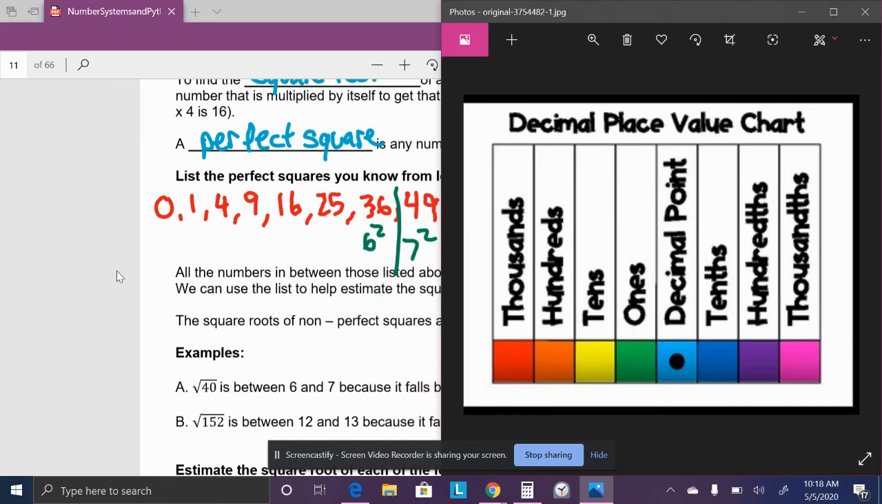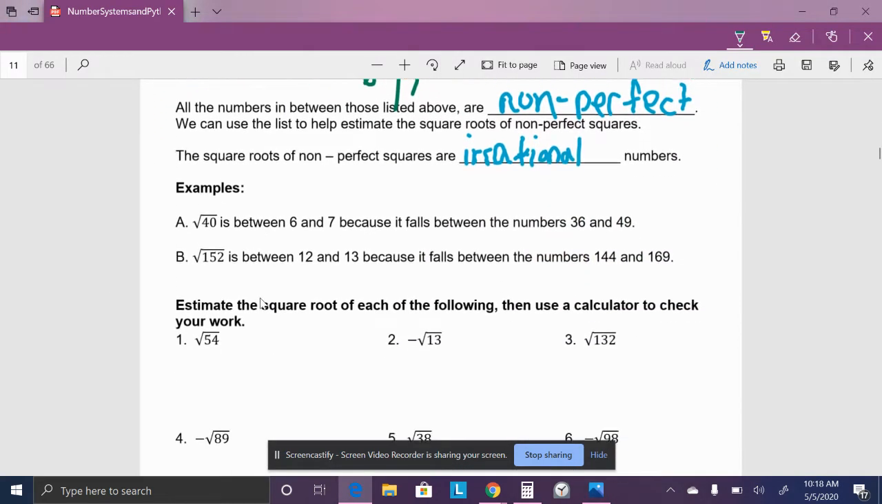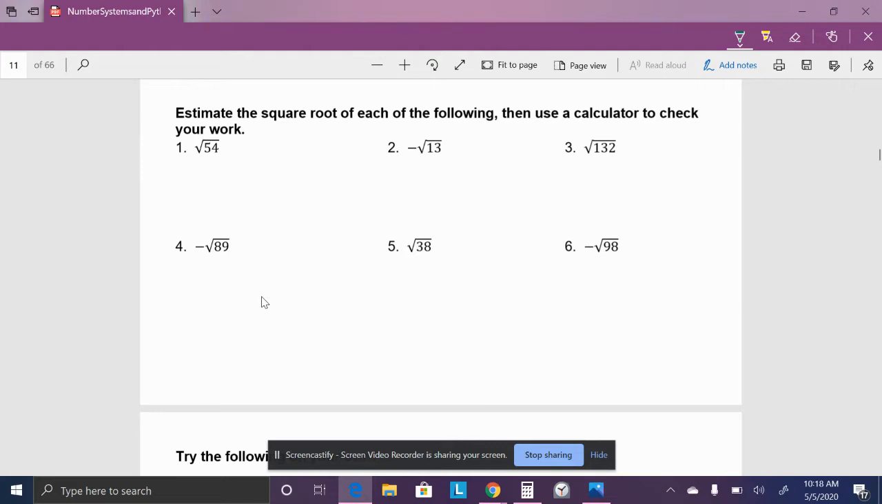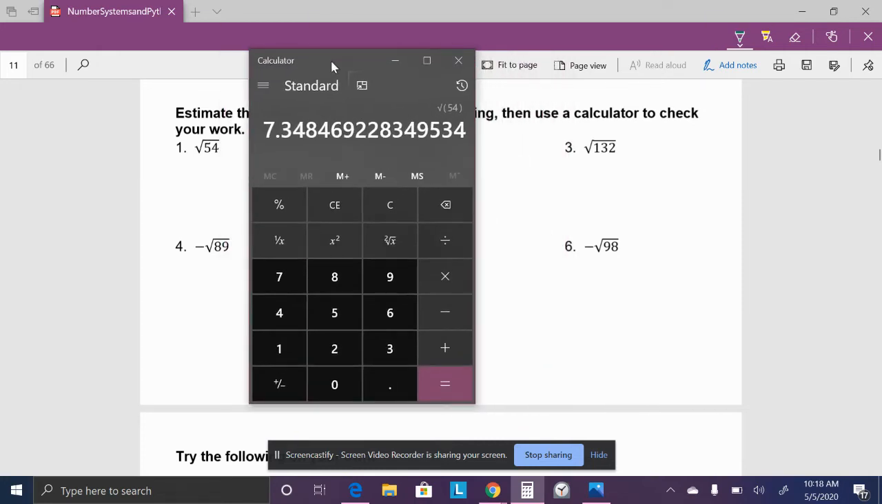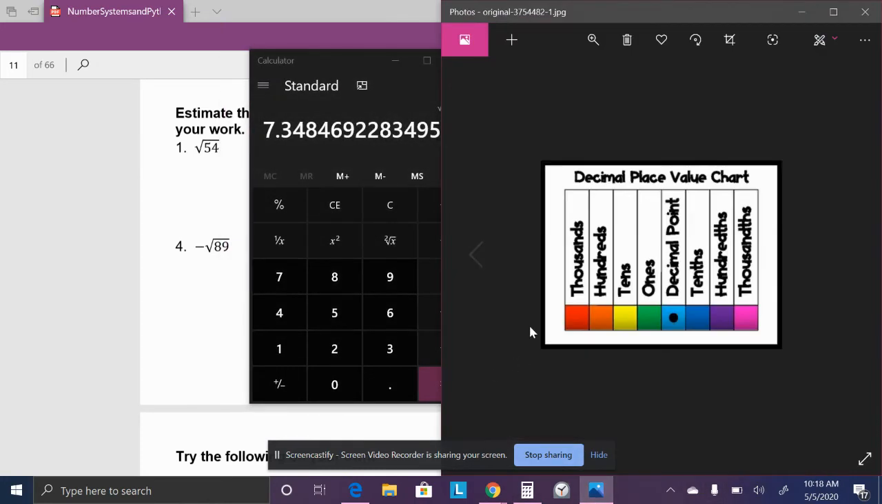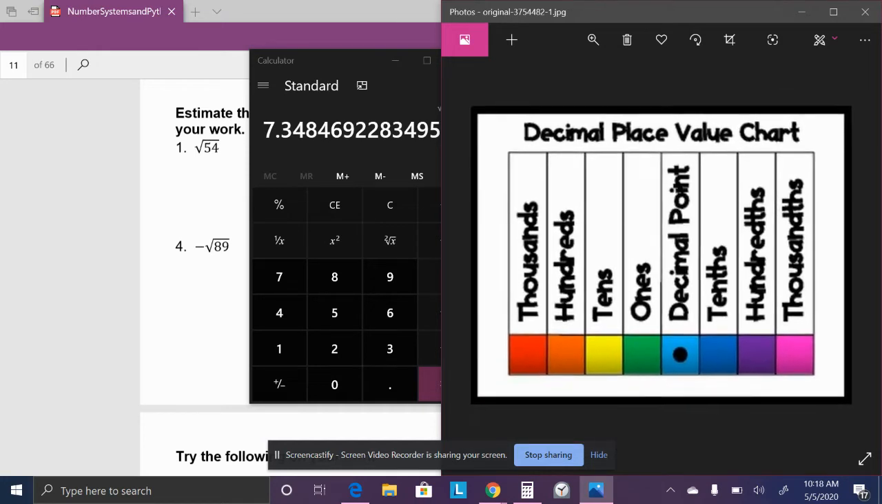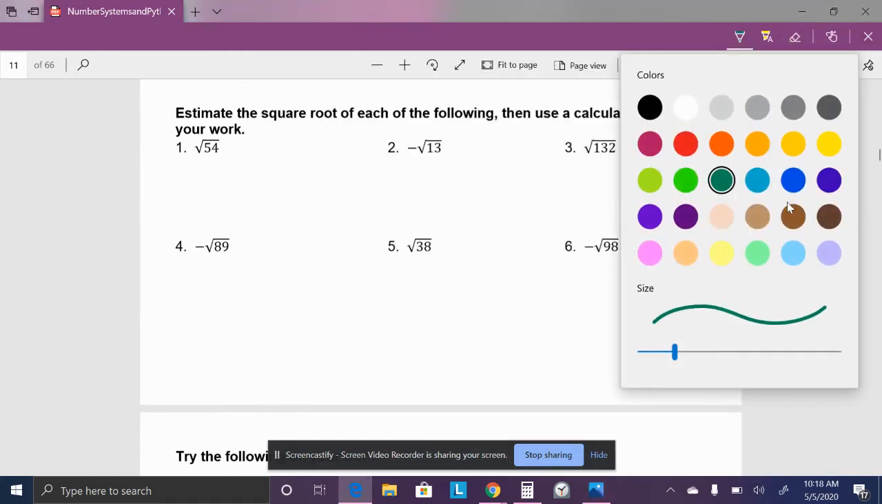All right. So let's take a look at number 1, square root of 154. If I put that in the calculator, you get 7.3484. Okay, so I'm going to round this number to the nearest hundredth spot. 7.3. Now, if I look here, the 4 is in the hundredth spot. If I look after, it's an 8. So that bumps it up to a 5. So it's 7.35. Do this in purple.